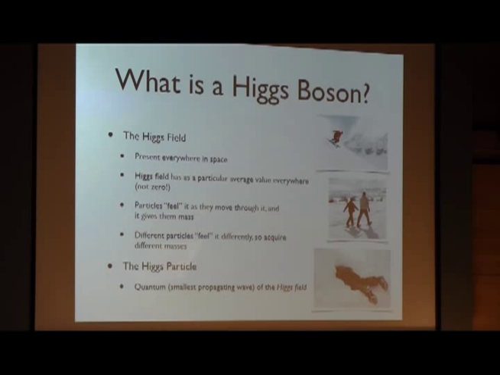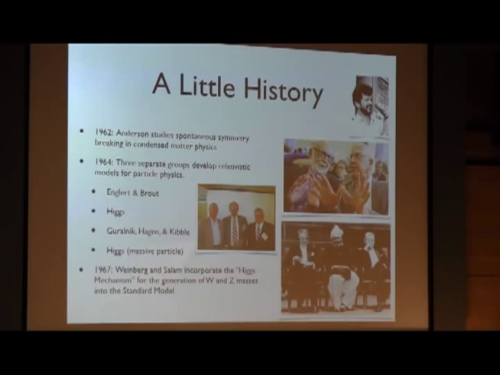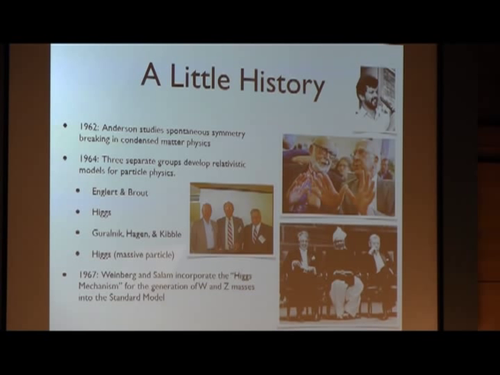So let's look at a little history. Things really picked up in 1962. In 1962, Phil Anderson, not a particle physicist, he was a condensed matter physicist, was studying a phenomenon called spontaneous symmetry breaking. It's a really cool idea, and so particle physicists did pick up on this idea. And in 1964, three separate groups published papers on spontaneous symmetry breaking for particle physics. So they needed a relativistic model of this symmetry breaking. The first group was François Englert and Robert Brout.